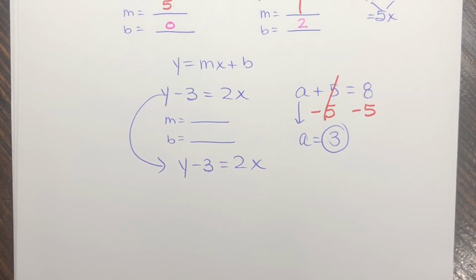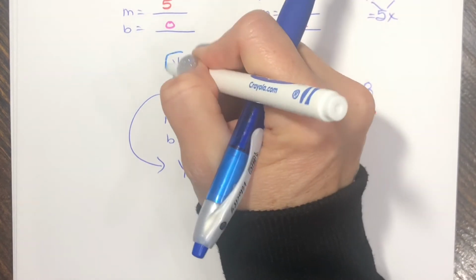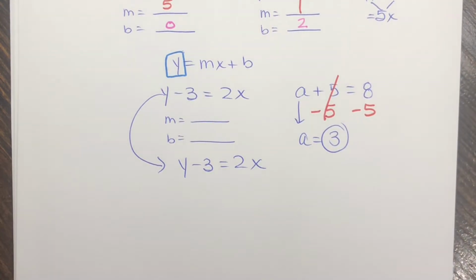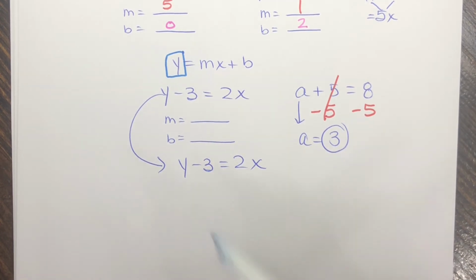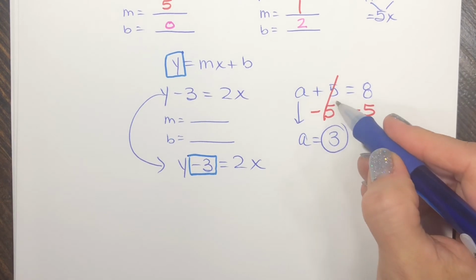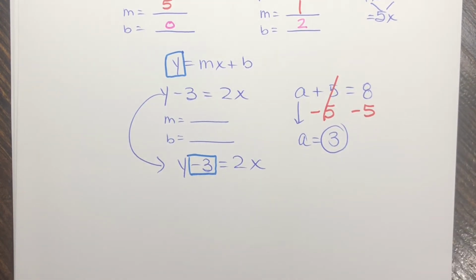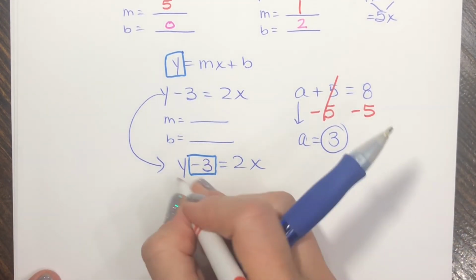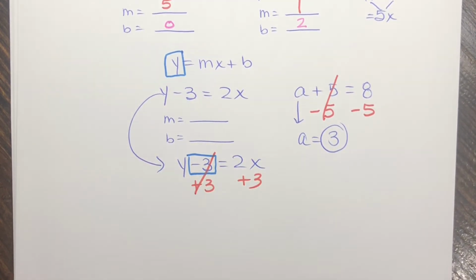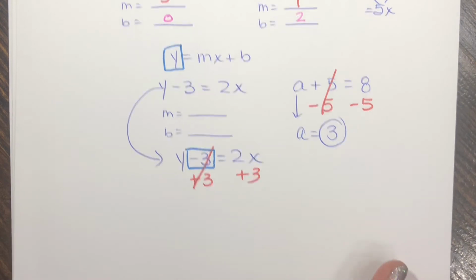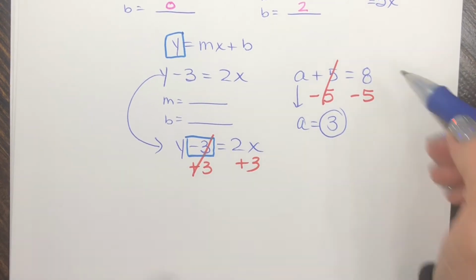I need a little bit of room, because if I need this to look like this, that means that the y has got to be all by itself. Nothing else can be on the side of the equation of the equal sign other than the y. And right now, this is in the way. And so the same concept that we used solving equations applies here. You're going to do the opposite of subtracting 3 and add 3.